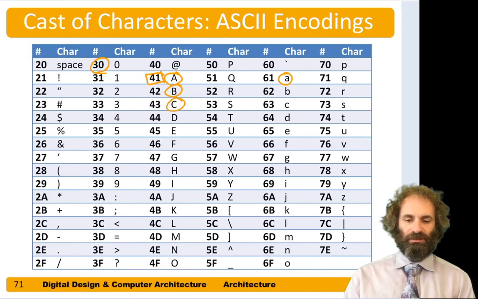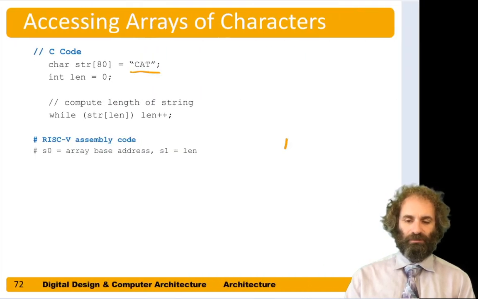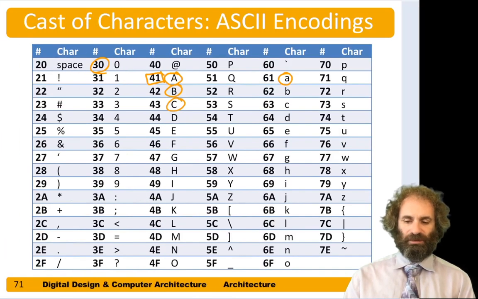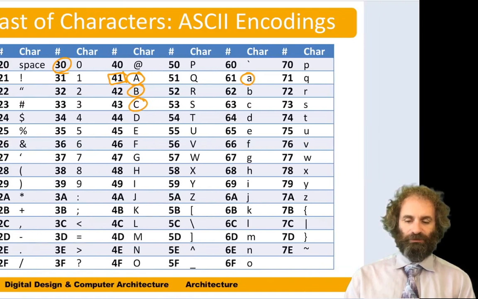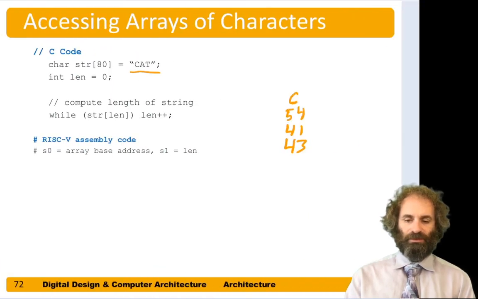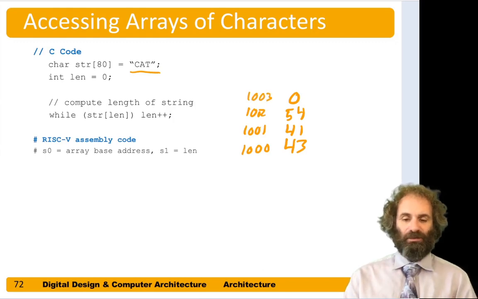So suppose we had a string cat, and we wanted to know how long it is. In memory, C is 43, A is 41, T is 54, and then a 0. So if the base address, say, were 1000, then at 1001 would be the A, 1002 would be the T, and 1003 would be the null termination. So here's a program to determine the length of the string. We'll start with a length of 0, and while the string bracket len is not 0, while we haven't reached the end yet, we'll increment len.